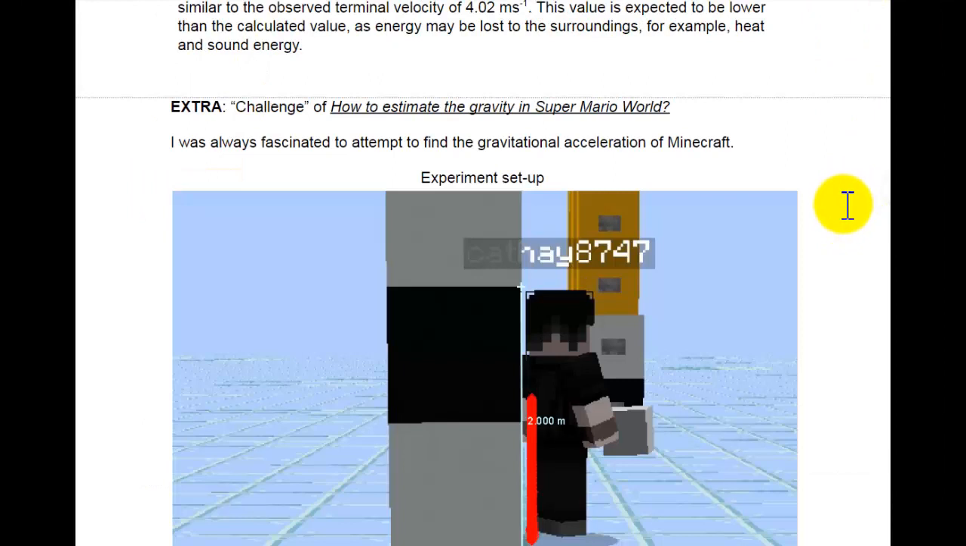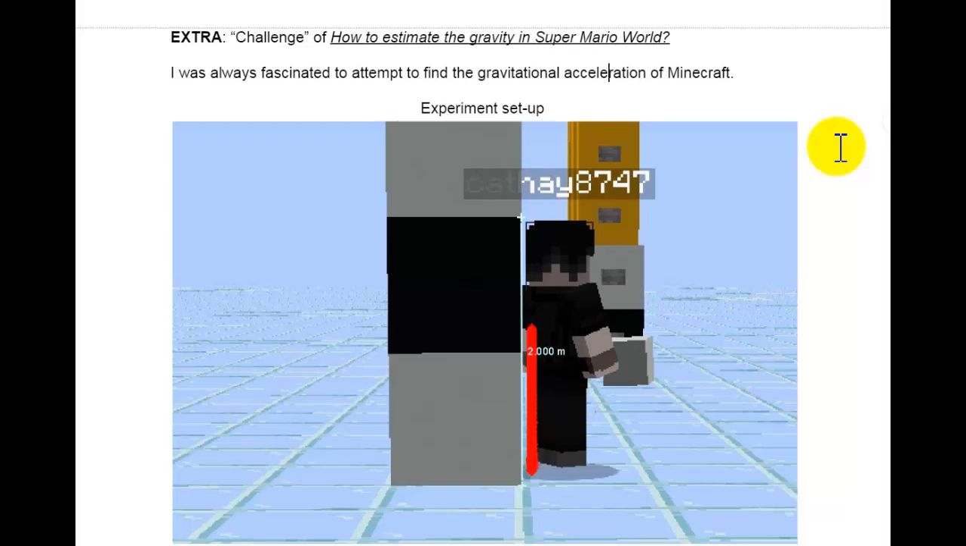Here is the actual best part of his piece of work. So if you remember in the second video about video analysis, I used the software to find out the gravity of Mario World, and so he also tried to use the same idea applying onto another game called Minecraft. I personally did not play that, but I'm fascinated by how he tried to find out the answer.